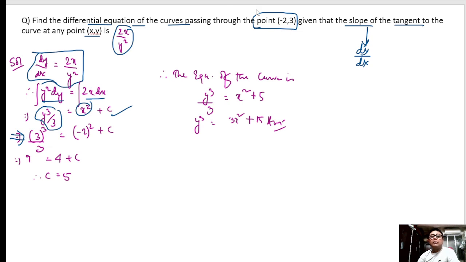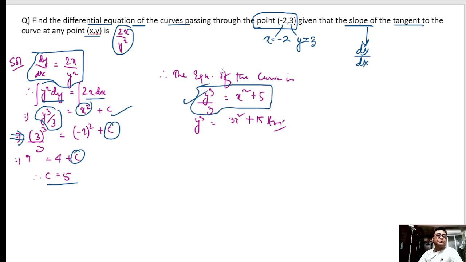Okay, and now since the curve passes through the point (-2, 3), in place of x I'll put -2, in place of y I will put 3. Then we'll calculate the value of c, and now we will replace the value of c to get the final equation of the solution. Clear?